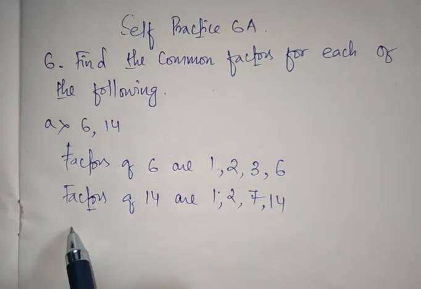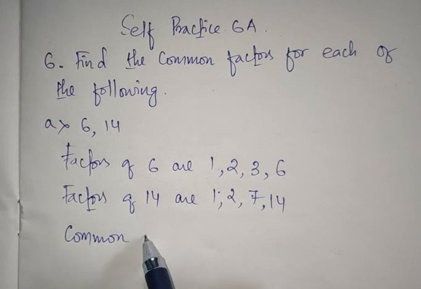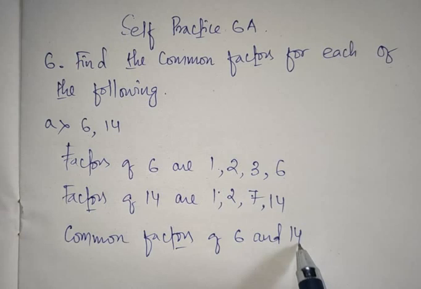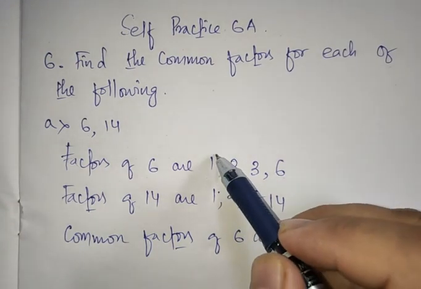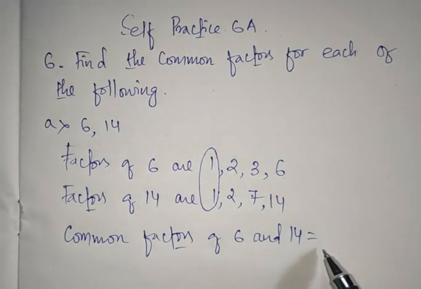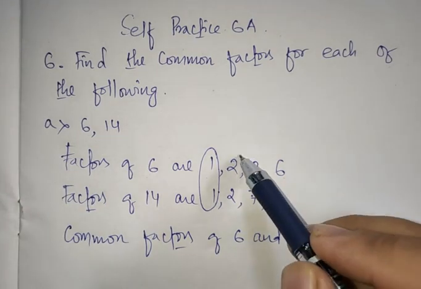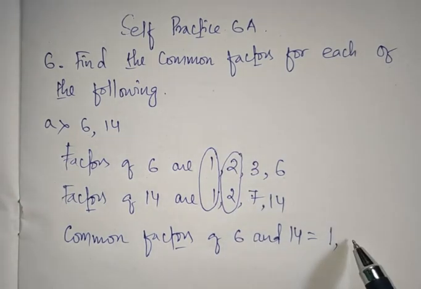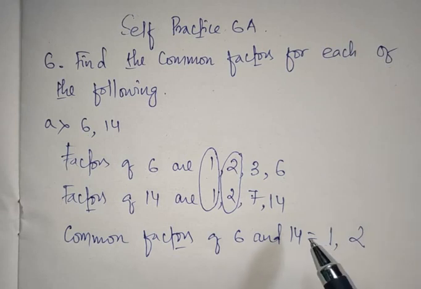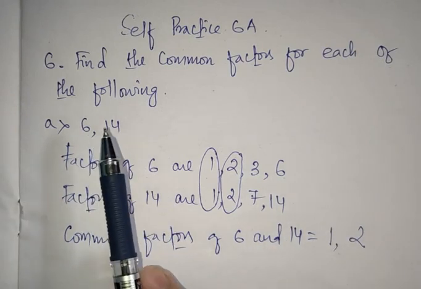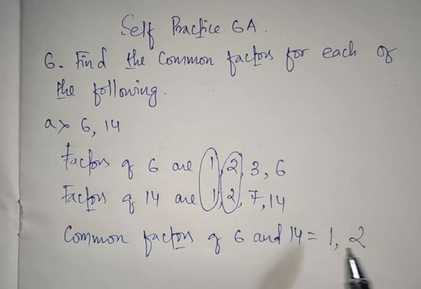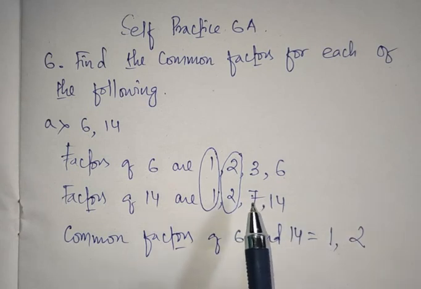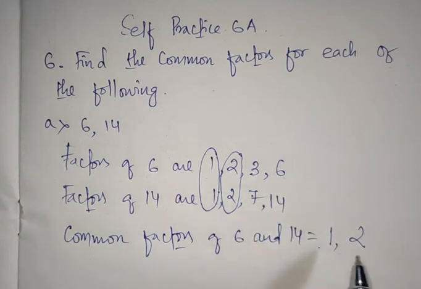Now you will be writing the common factors. You have to choose the common factors of 6 and 14. What number is common you can see here? 1. Yes, you'll write 1. And what other number can you see common? 2. So the common factors between 6 and 14 are 1 and 2. But other numbers are not common. Just see, the common numbers between these two are 1 and 2.